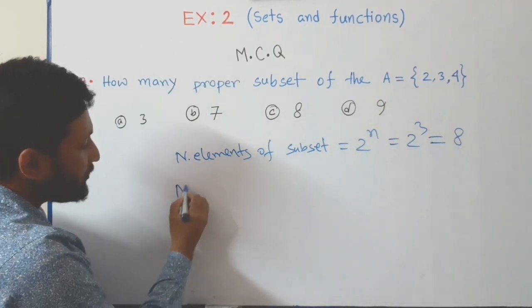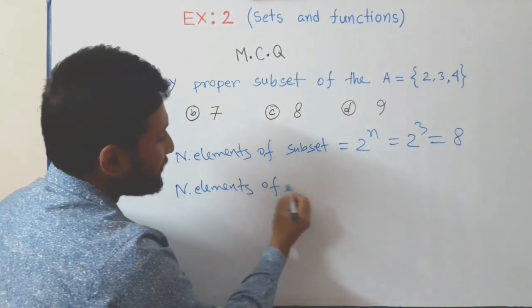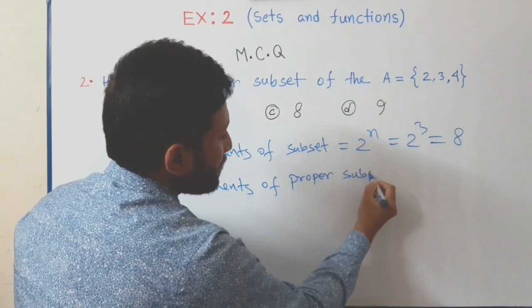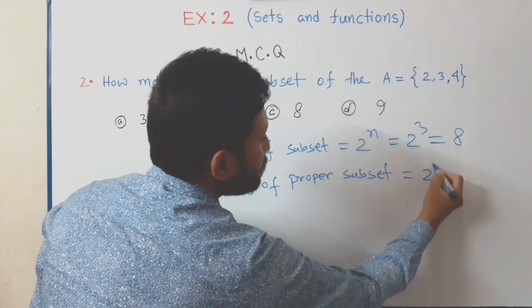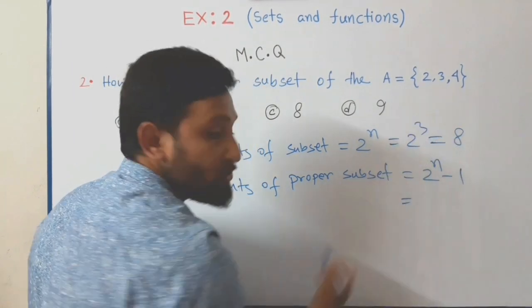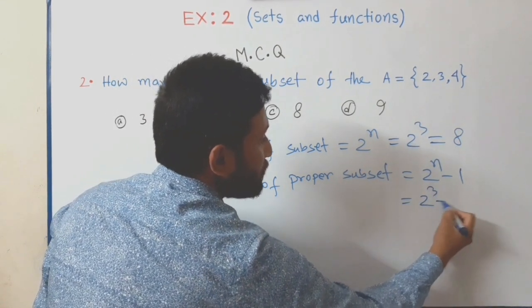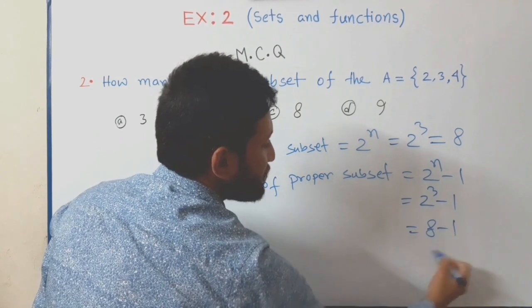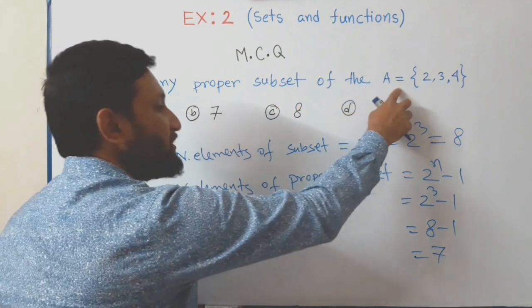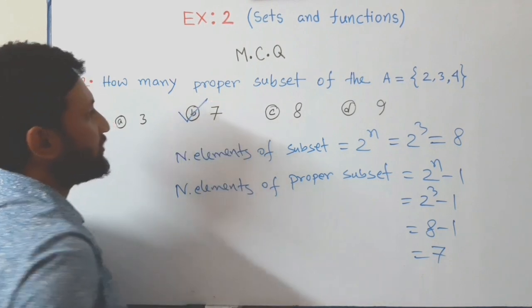Now the number of proper subsets maintains the rule 2 to the power n minus 1, where n is the number of elements of this set. Here the number of elements of set A equals 3, that means 2 cube minus 1, so 8 minus 1, that means 7. So the number of proper subsets of this set is a total of 7. So our right answer is 7.